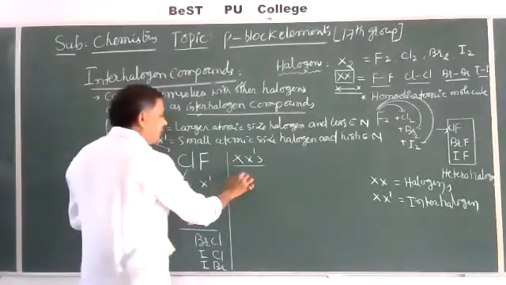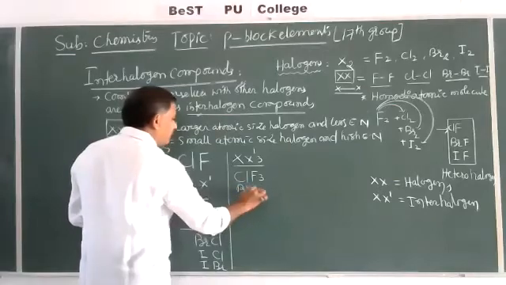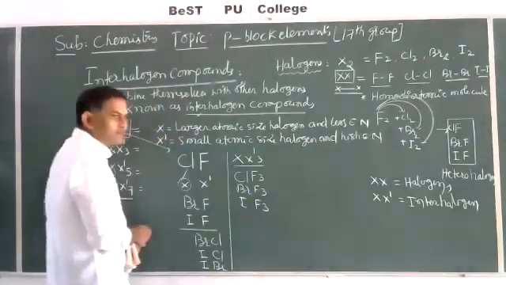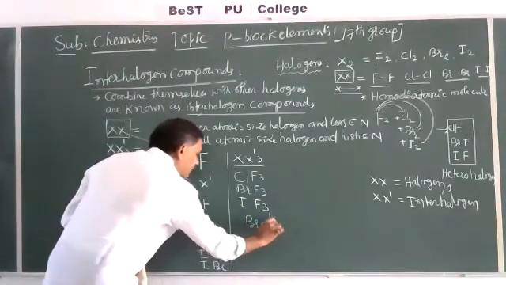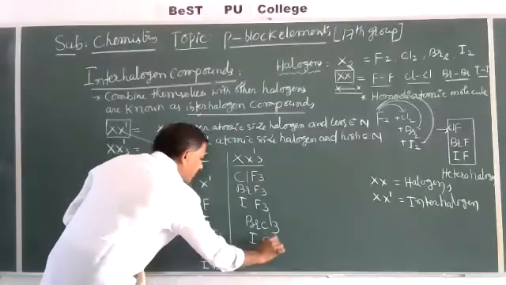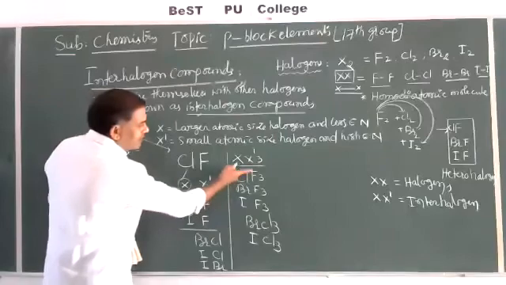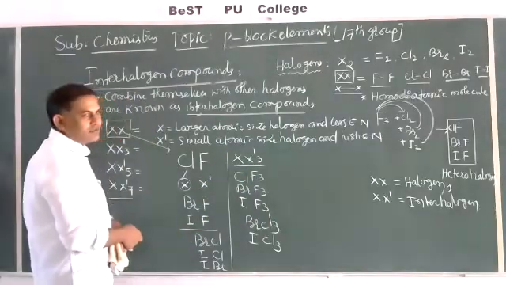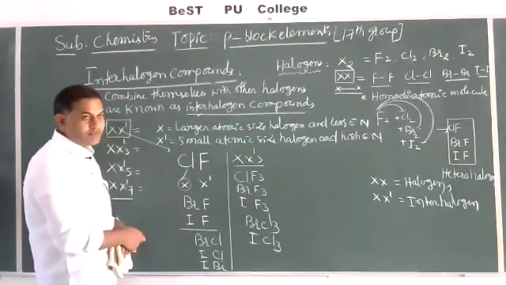That's why we can take ClF3, BrF3, IF3 like. Or we can take BrCl3, ICl3 also we can take. While comparing these two, X' is always in a smaller atomic size. Smaller atomic size is nothing but high electronegativity element.